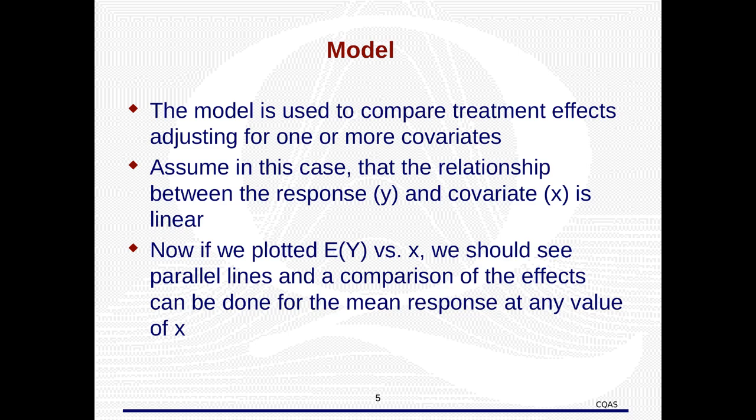We accomplish this by assuming a linear relationship between our response variable and the covariate. This linearity assumption is critical because it allows us to visualize the analysis geometrically. When we plot the expected value of our response against the covariate, we should observe a set of parallel lines, one for each treatment group. The key insight here is that these lines are parallel, meaning the slope remains constant across treatments. This parallelism enables us to make fair comparisons of treatment effects at any given value of the covariate.